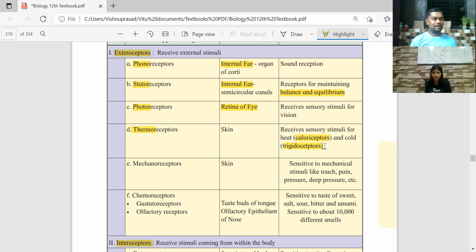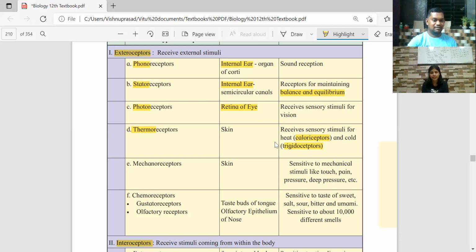Go to a very high altitude mountain, cold region. Of course you won't get anything. You will shiver. That is because of frigidoreceptors. In the deserts of Rajasthan, standing in the hot sun, you will be recollecting caloriceptors.